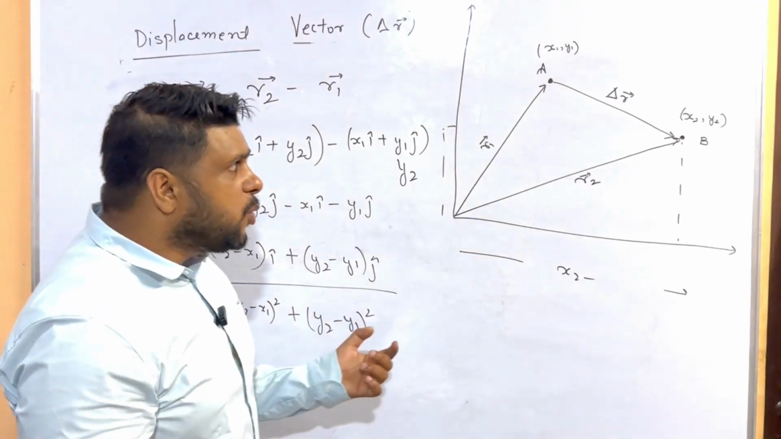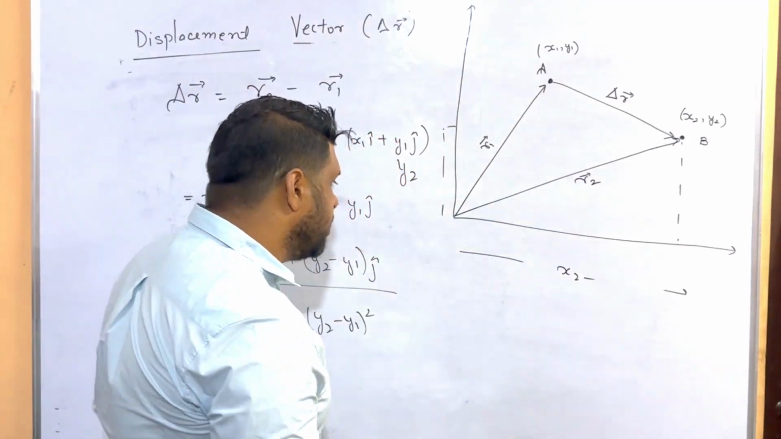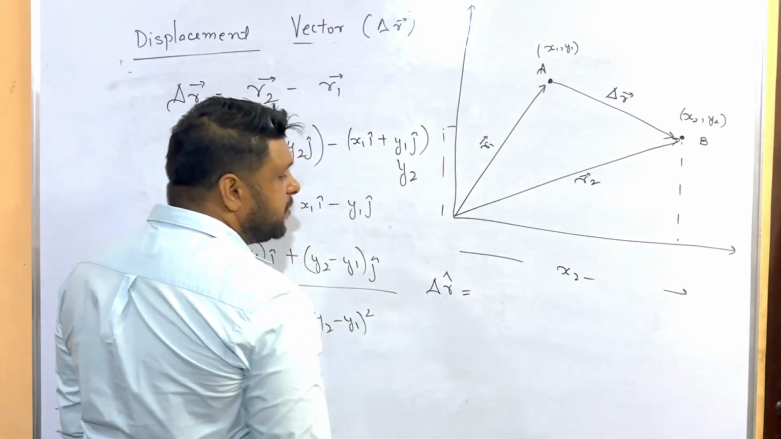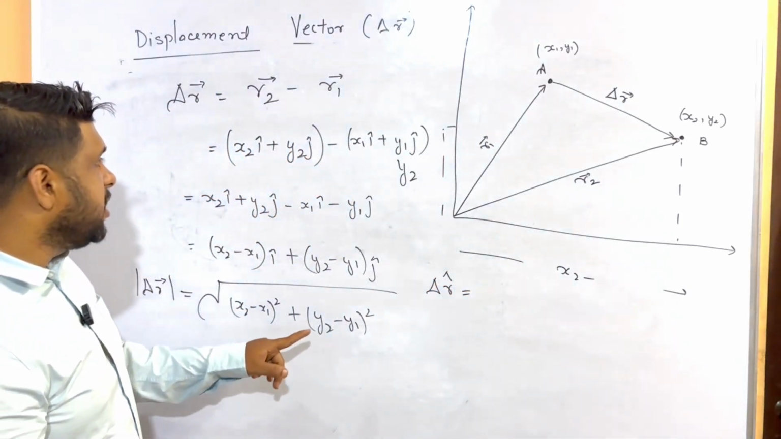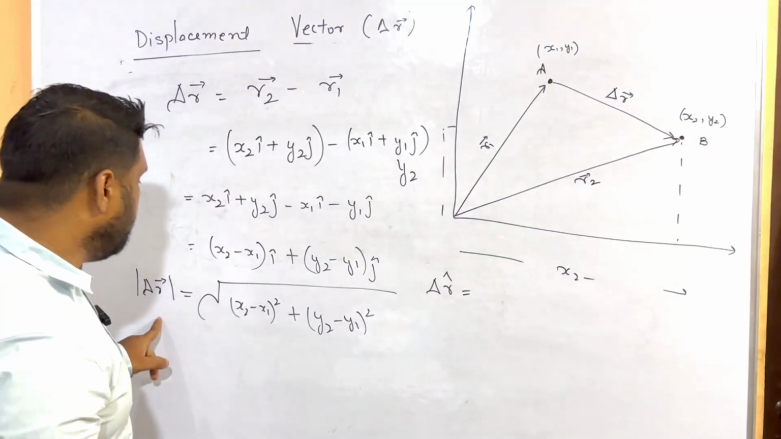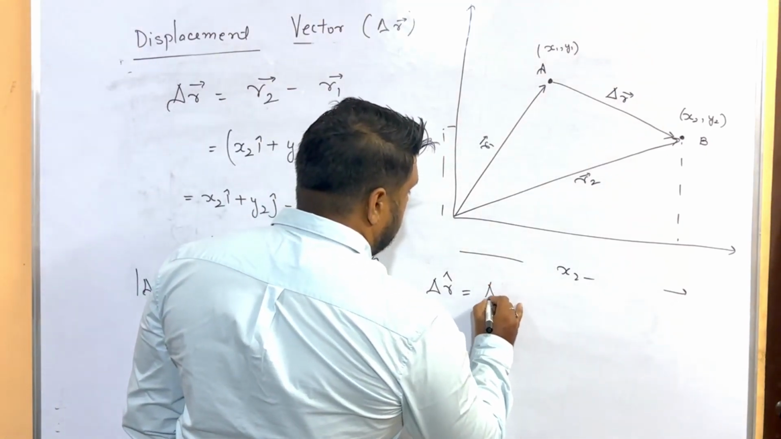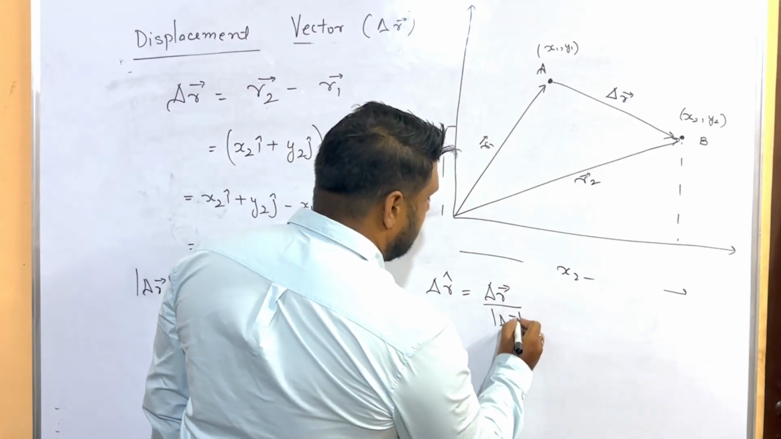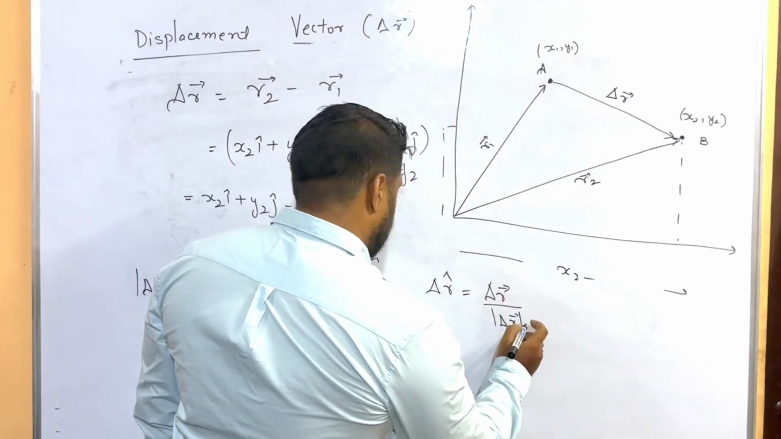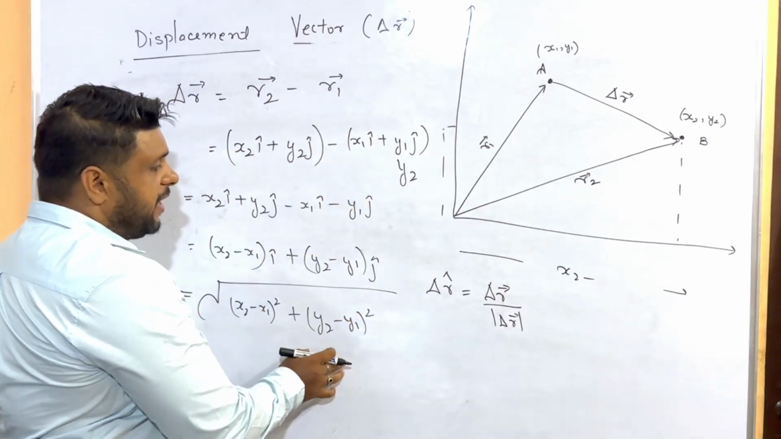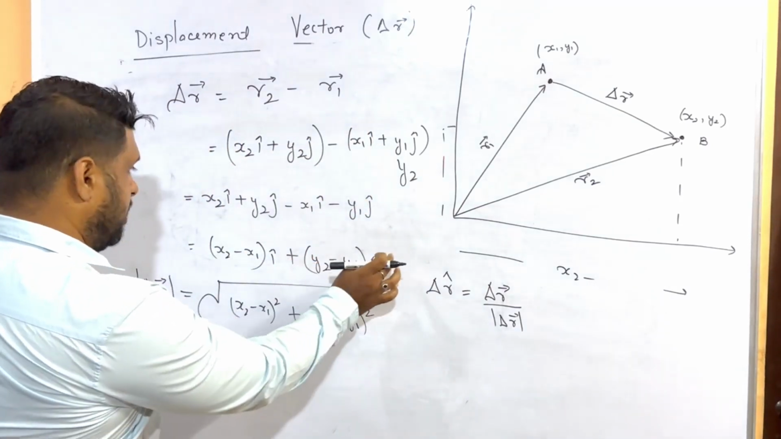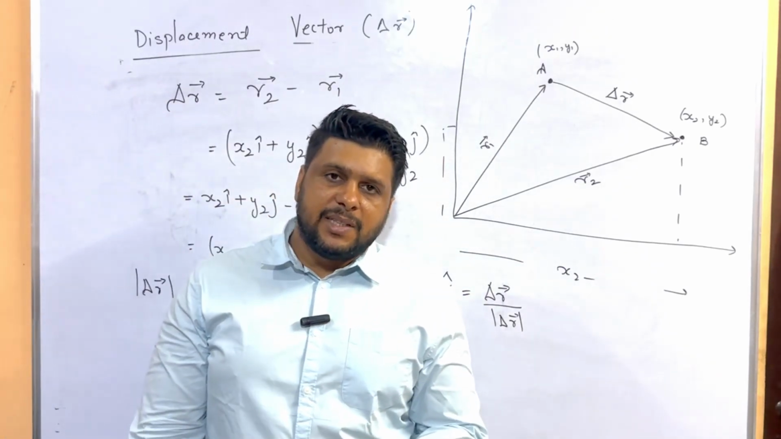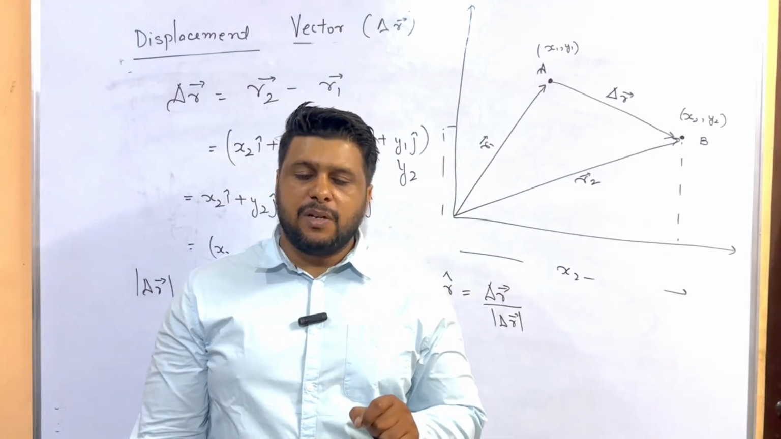And if I want to talk about its direction, direction is given by unit vector. So that is written like this, cap. That is equal to vector divided by magnitude. So this much revision of vectors is enough for you guys, I think. If I divide this value by this value, I will get the unit vector, which gives us the direction of the displacement vector.